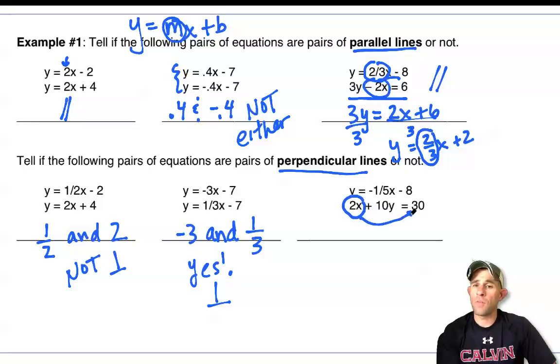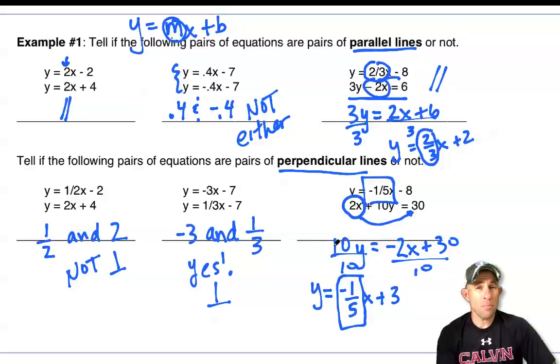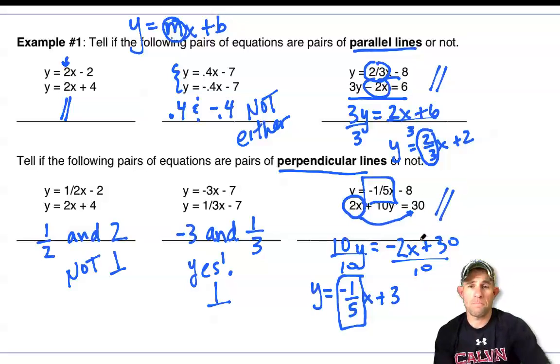I'm going to start by moving over my 2x. I have 10y is now equal to negative 2x plus 30. And now I'm going to divide both sides by 10. When I do that, I will have the equation y equals negative 1/5 x, and that's what we get when we simplify negative 2 over 10, plus 3. So I have negative 1/5 is my slope for this line, and negative 1/5 is my slope for the other line. So they're not perpendicular, rather these two lines are going to be parallel.